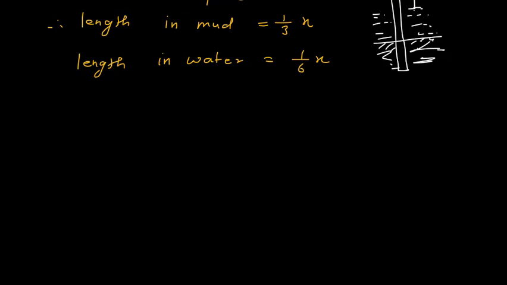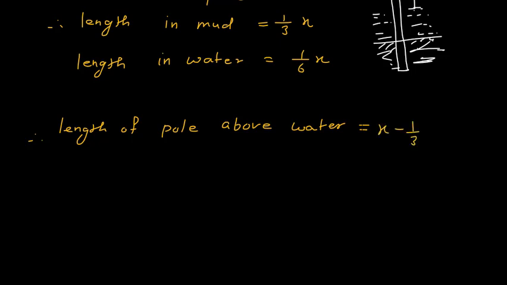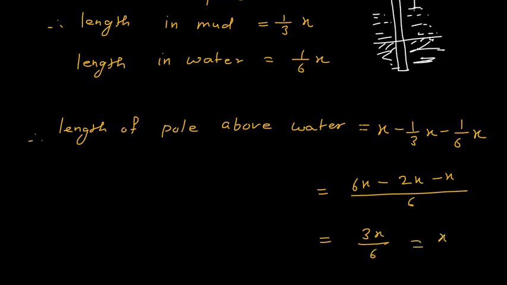So therefore length of pole above water is equal to, now length of pole above water is equal to x − (1/3)x − (1/6)x. So this you will get, LCM is 6, so we will say (6x − 2x − x)/6, which is equal to 3x/6 is equal to x/2.